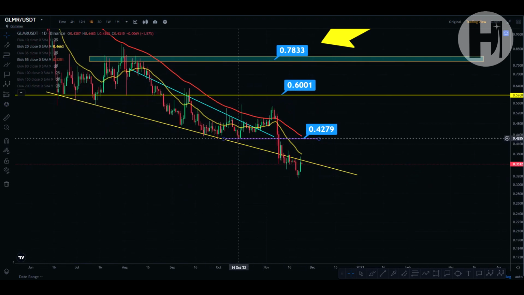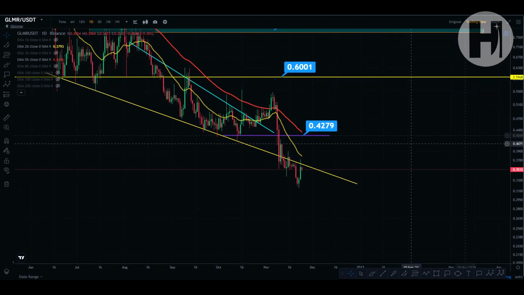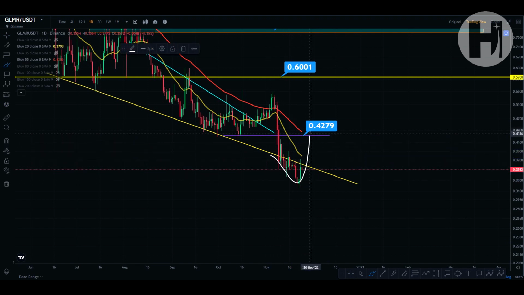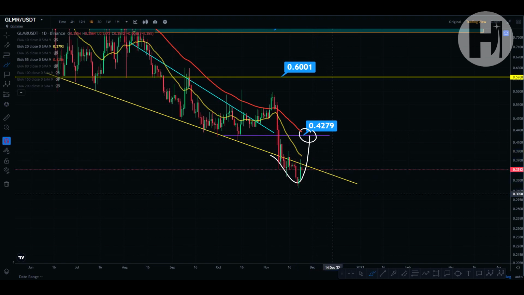This was the low that we printed in October. Since then, we lost that level at the beginning of November, and we haven't really retested that level as resistance. So potentially with a relief rally, we may come all the way up there to 43 cents, retest that and come back down, maybe hold the yellow trend line as support once again.